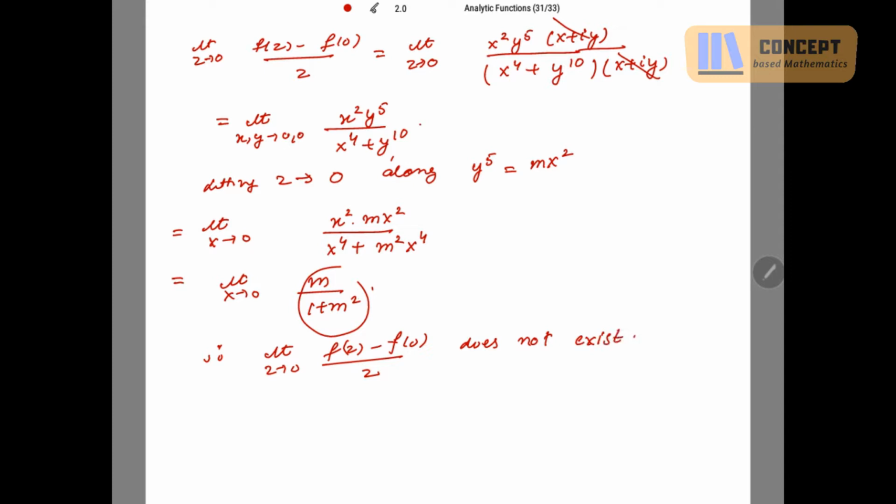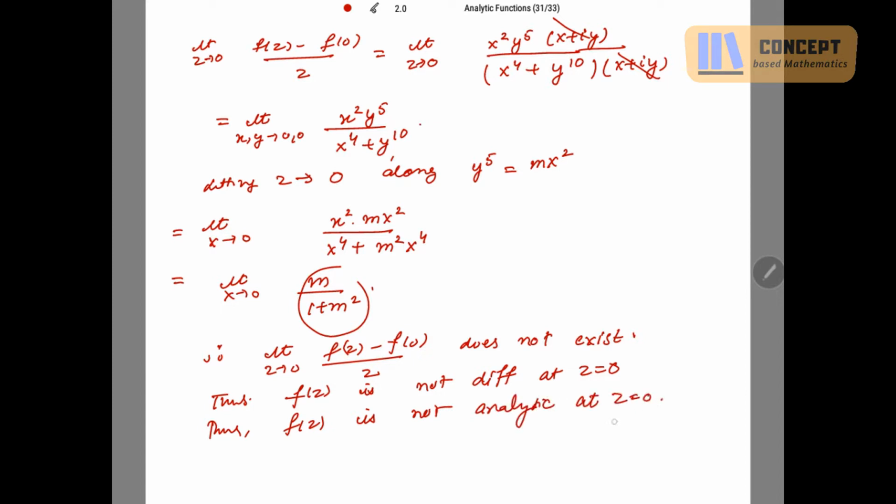So the function is, क्या हुआ nature function का? It is not analytic. f(z) is not differentiable at z equal to 0, hence thus f(z) is not analytic at z equal to 0. Okay, one more question.